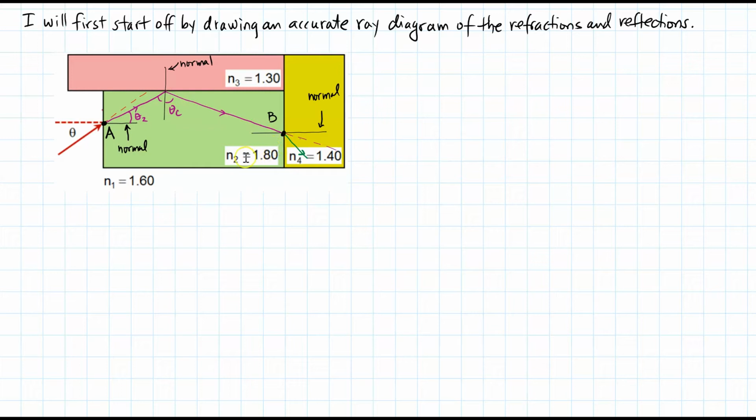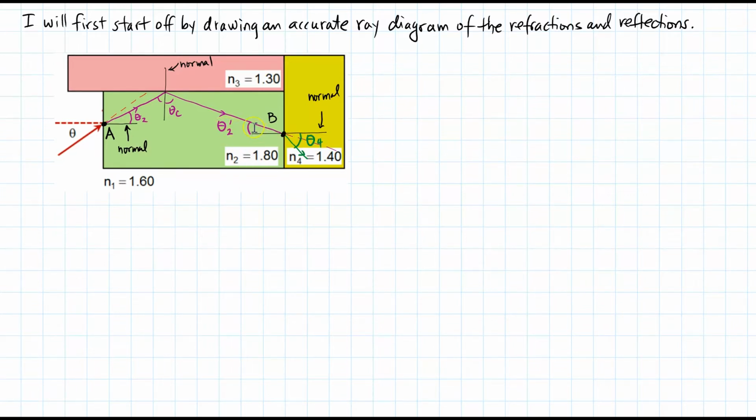Now note that I'm going from medium 2 to medium 4. I go from a higher to a lower index, so then the ray bends away from the normal. So let's label these two angles. I'm calling this angle theta 2 prime, and I'm calling this angle theta 4. That's an accurate ray diagram.